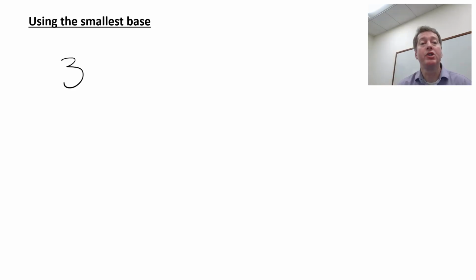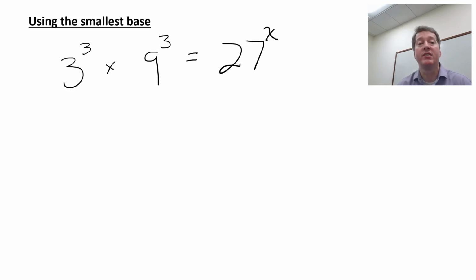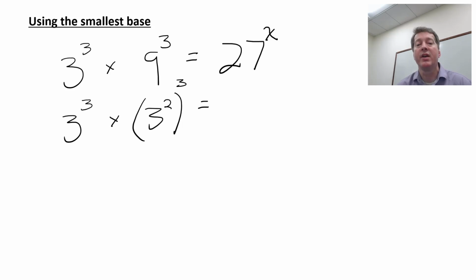Suppose I saw an equation, something like 3 cubed times 9 cubed equals 27 to the x power. Well, instead of comparing 3's, 9's, and 27's, I'd love to compare 3's, 3's, and 3's. I'd love to get all of these down to a base of 3. So this is the same as 3 cubed times, well, 9 is 3 squared, so 3 squared cubed, equals, well, 27 is 3 cubed. 3 times 3 times 3 is 27. So this is 3 cubed to the x.